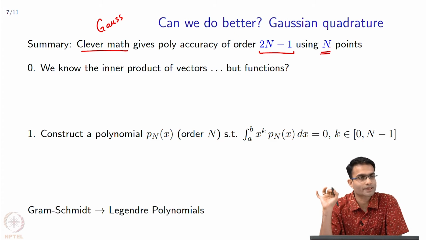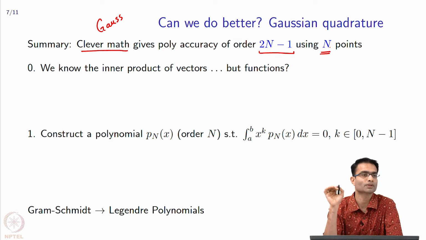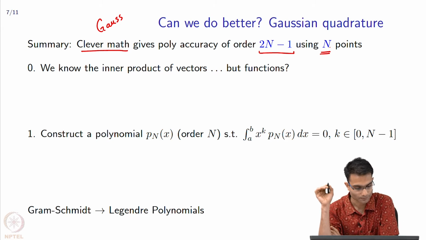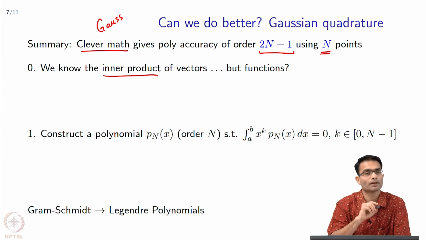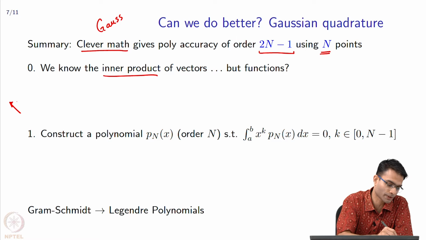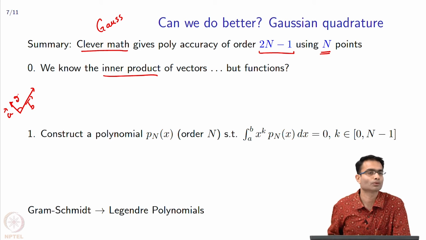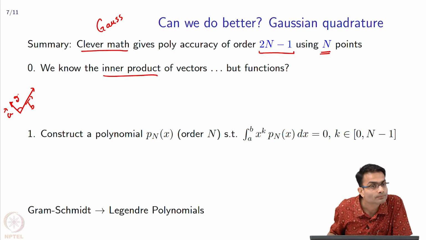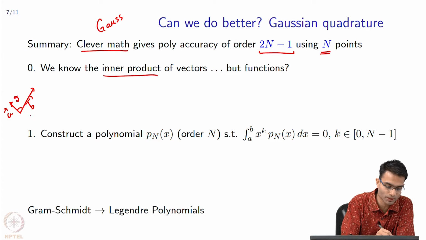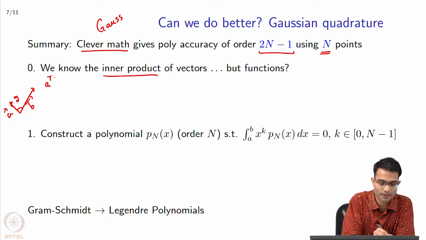Everyone with me so far? The objective is to find out the integral of a function as accurately as possible when I do not know the analytical integration of this function. Now, there is something called the inner product. If I give you two vectors, say A and B, with some angle theta between them, we all know the inner product of these two vectors is, what would you write it as? A transpose B. In the language of linear algebra, I will write this as A transpose B.